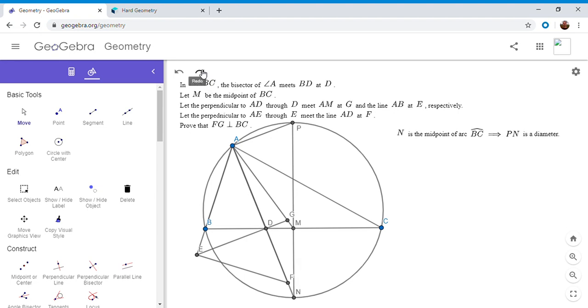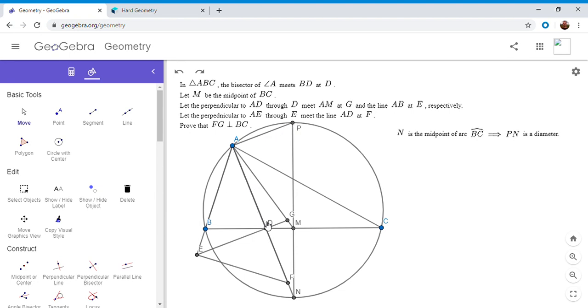All right, so now I'm going to make a certain observation. Since PN is a diameter, angle PAN has to be a right angle. So in particular, angle PAD has to be 90 degrees. And also angle DMP has to be 90 degrees. And this is kind of true by symmetry, because since M is the midpoint of BC and PN is a diameter passing through it, PM has to be perpendicular to BC.